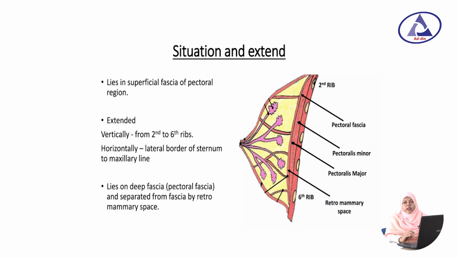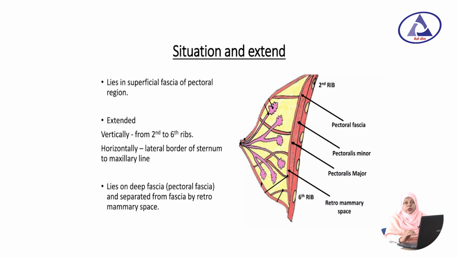Now let's talk about the situation and the extension. It lies over the superficial fascia of the pectoral region. This is a very important line for the student. Breast lies over the superficial fascia. Breast is located over the superficial fascia. That's why it is a movable structure.